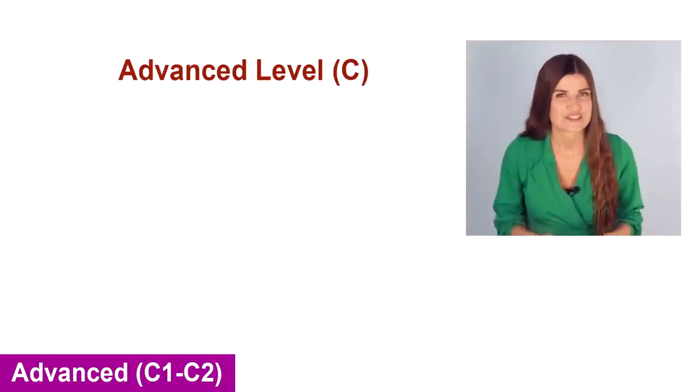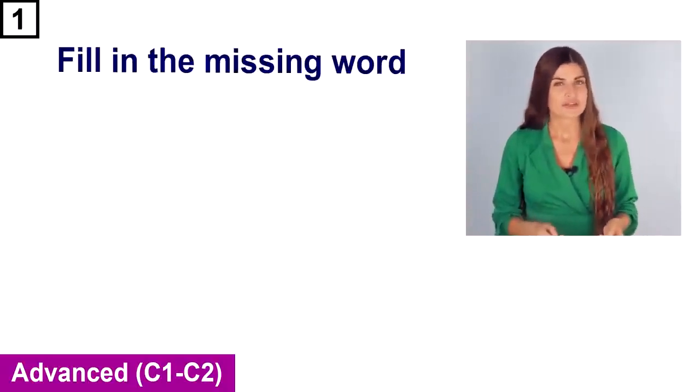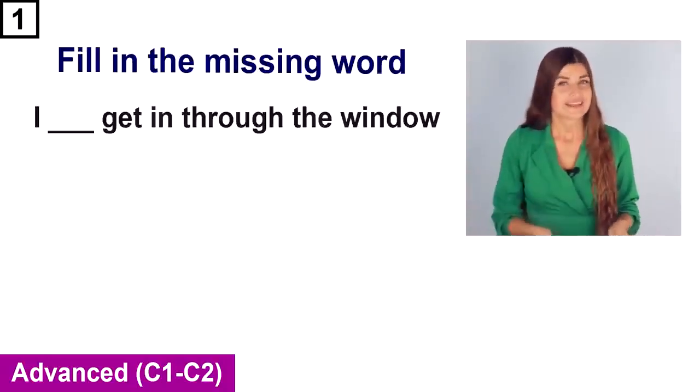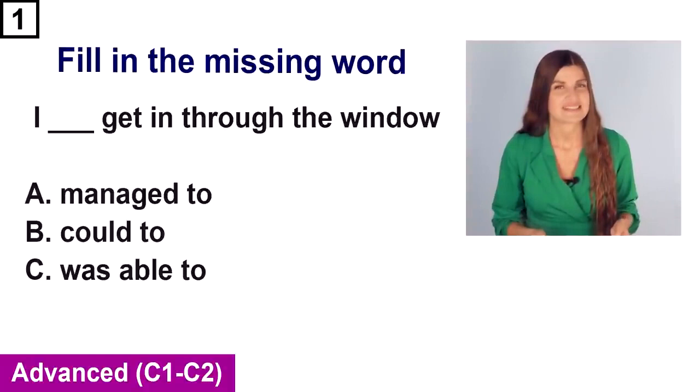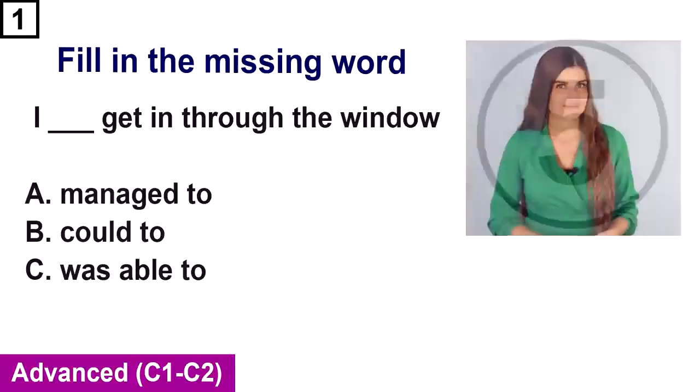Now it's time to move on to the advanced section. In this part, I'm gonna give you 10 challenging questions, so get ready. Let's start with the first question. Fill in the missing word. I, getting through the window. A, managed to. B, could to. Or C, was able to.